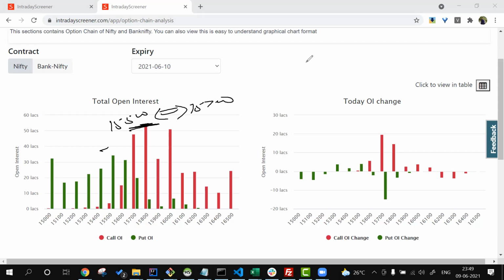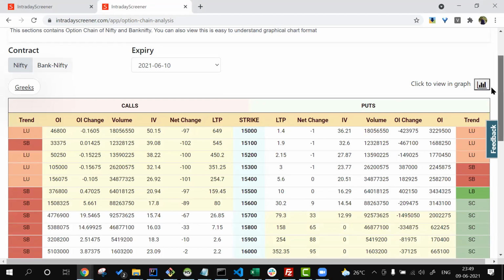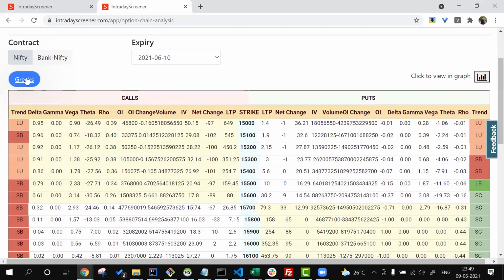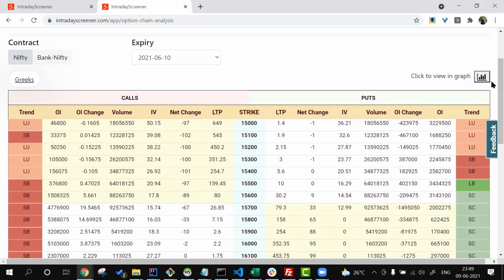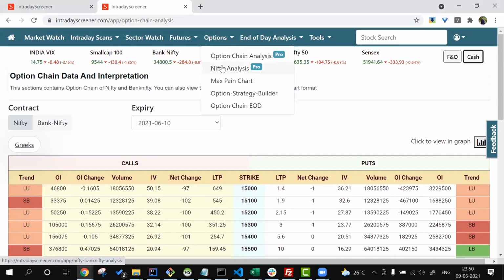By using this real-time option chain, you can understand this and use it. You can also click here to see it in tabular form. You can see the IV, volume, everything, and you can also select the Greeks to see the option chain and its Greeks if you want to trade Greeks. So this is the summary of option chain analysis.